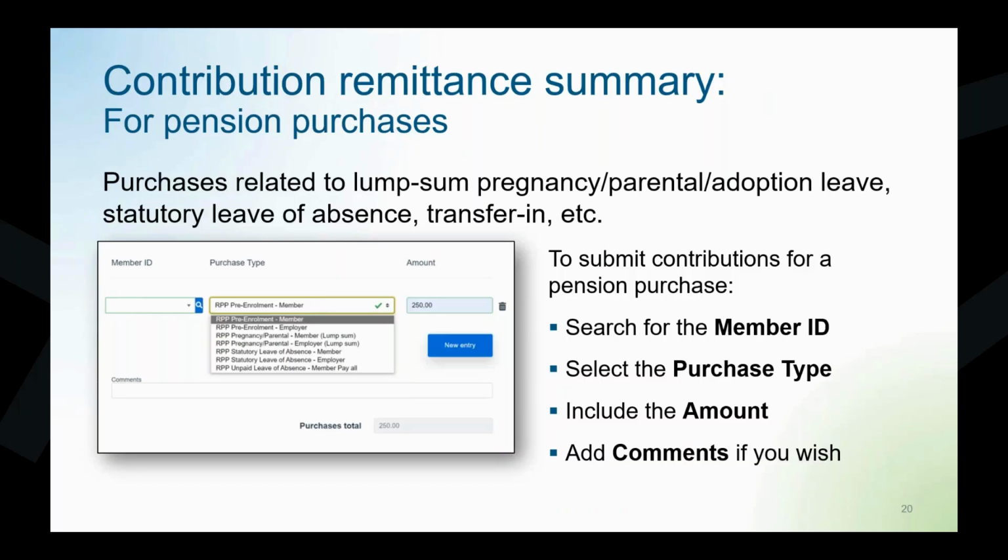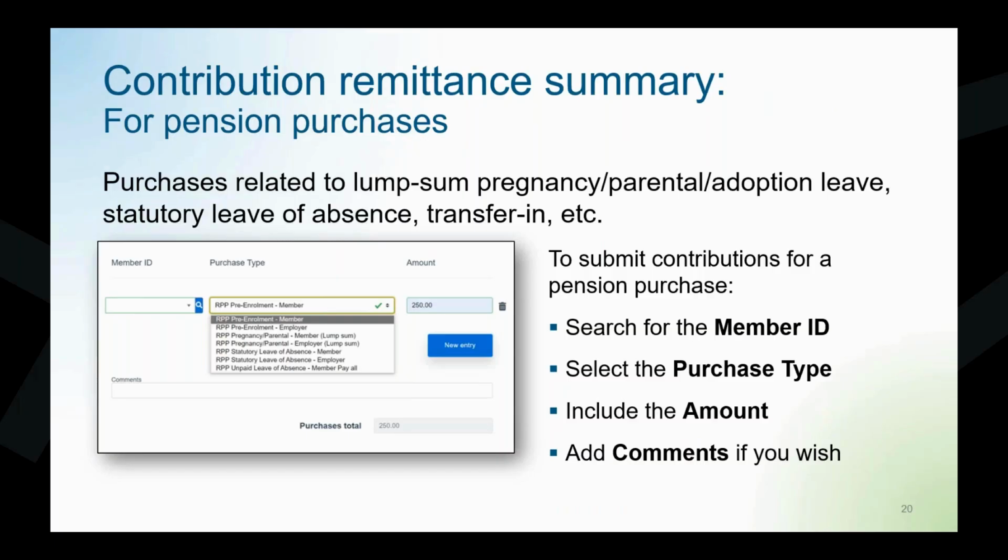Then include the amount being paid and add comments if you wish. To add a purchase for another member, click the blue New Entry button. Note that if you're using PBR, you have the option to combine a remittance for purchase with your regular contribution remittance, but you can also submit a remittance for a purchase all by itself.